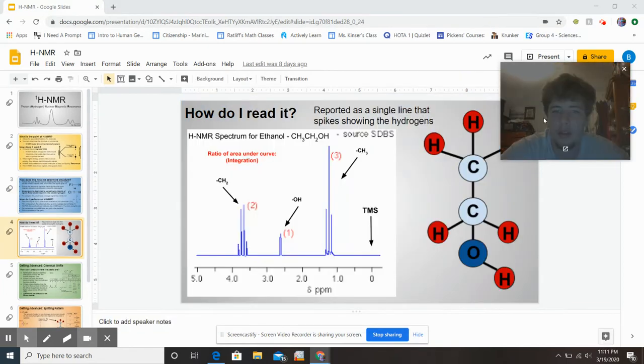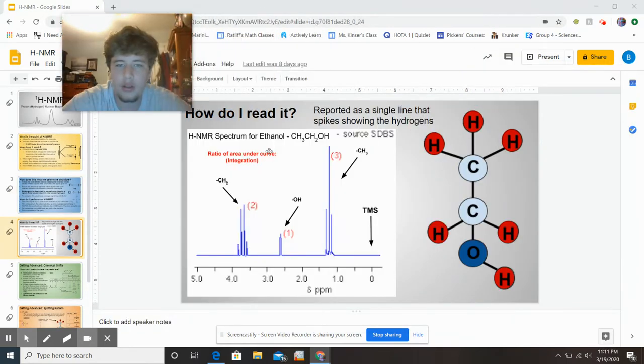Here's an example. It's ethanol. You can group these hydrogens by the chemical environments they're in. If you look at the CH3, you group those together because they're in the same environment. They're all identical to each other. And then the CH2 you group together because they're identical to each other. And then this final hydrogen, the OH, is grouped by itself.